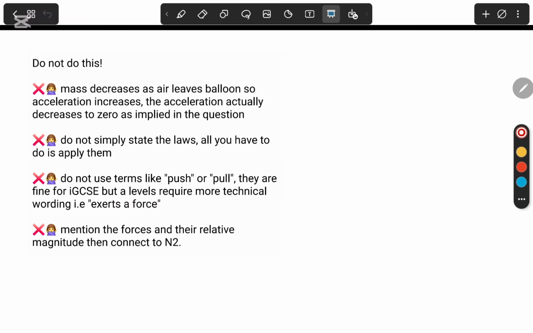Last part is when you're talking about Newton's second law, talk about the forces that are acting. Forces like weight, drag, tension, forward force, resistive force, and tell which one is greater than which. And then talk about the resultant force and the acceleration. So these are just a few things to keep in mind.